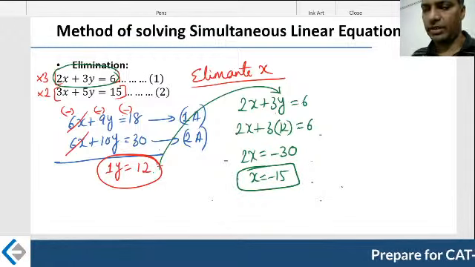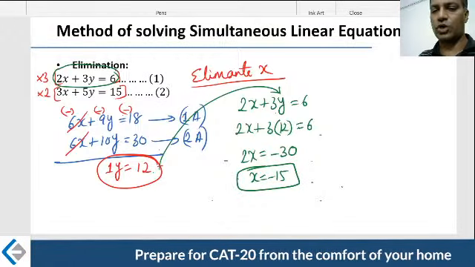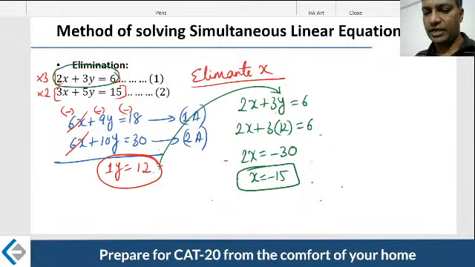This is the elimination method. In elimination, you can decide whether you want to eliminate x or eliminate y. Eliminate one of them by multiplying both the equations by reverse coefficients, and then proceed from there and get the remaining value.